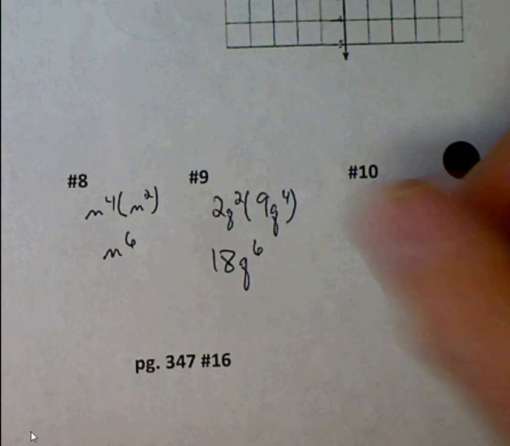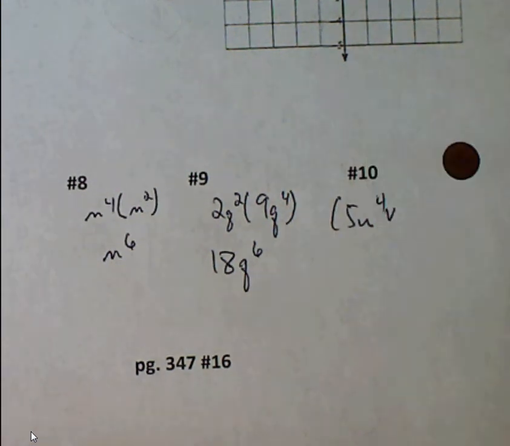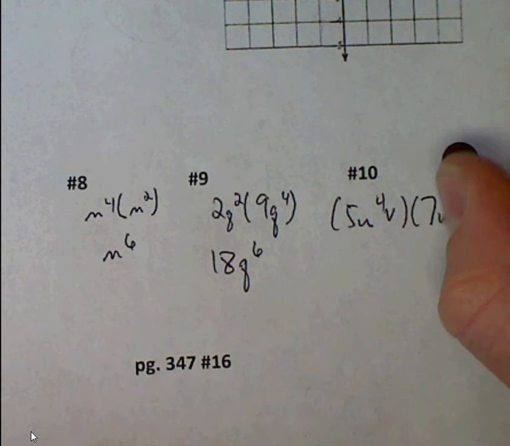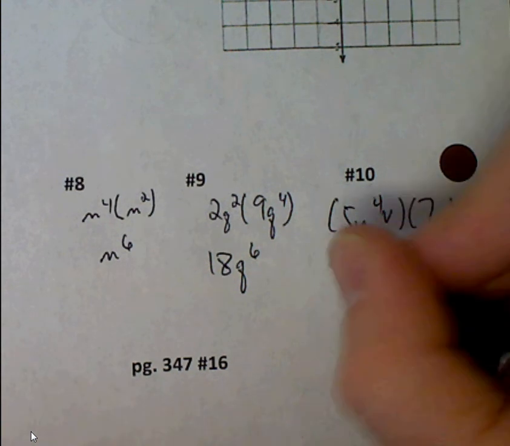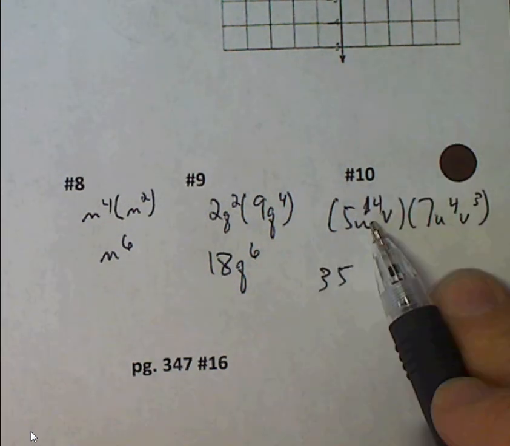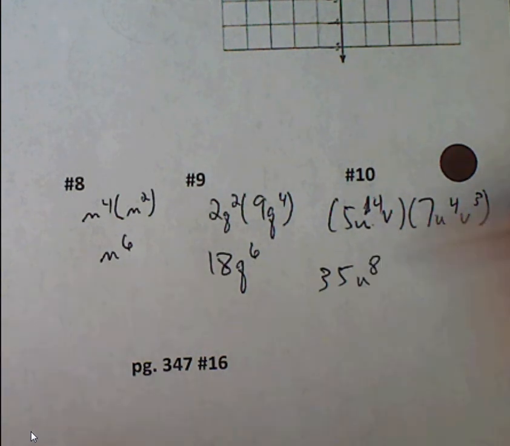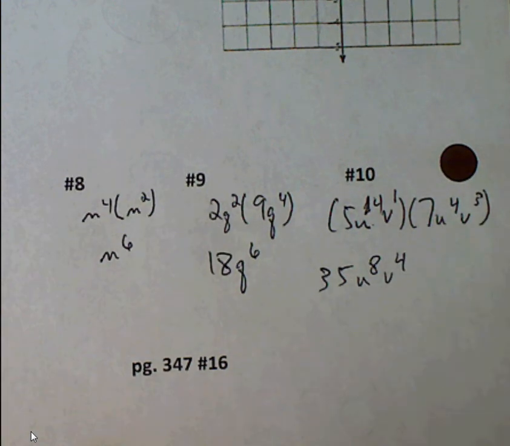Number 10, 5u to the 4 v, parenthesis 7, u to the 4, v to the third. 5 times 7 is 35. Whoops, sorry. I have 4 u's. That means I have 8 total. I have 1 v. I have 3 v's, so that would be 4 total.